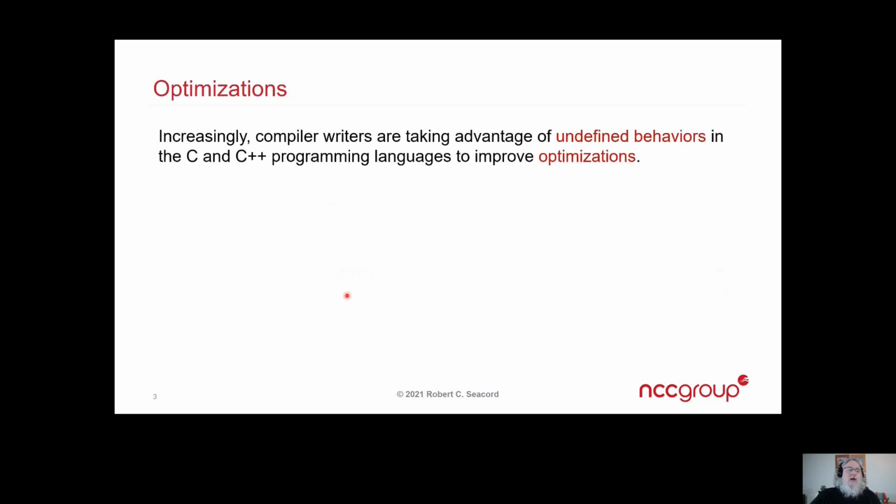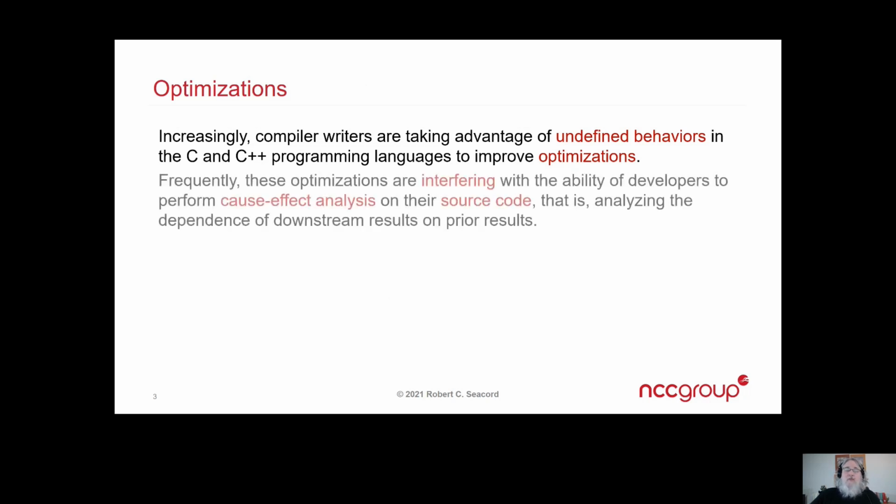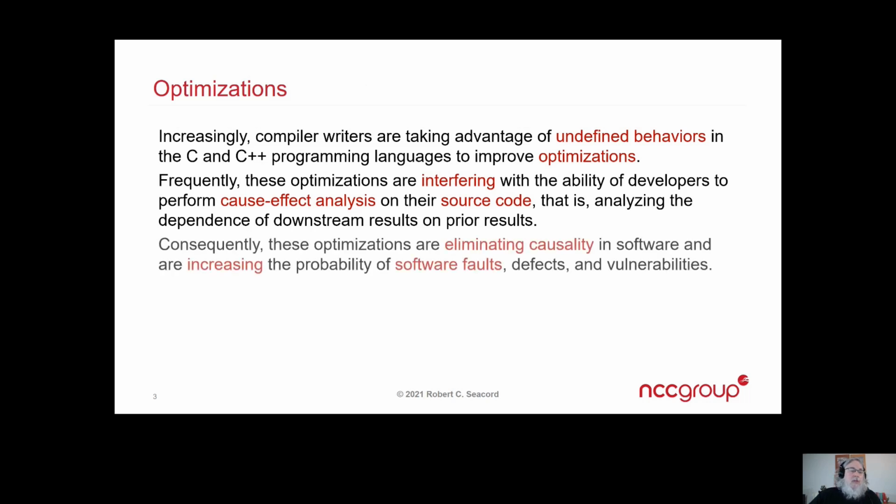So we're going to start by talking about optimizations. Increasingly, compiler writers are taking advantage of undefined behaviors in the C and C++ programming languages to make your code faster. But these optimizations can interfere with the ability of developers to perform cause-effect analysis on their code. In other words, to understand what code is actually there, which code is being removed, how that code is being changed, and what the possible consequences of those changes on downstream results might be.